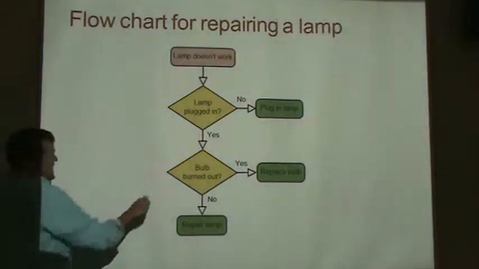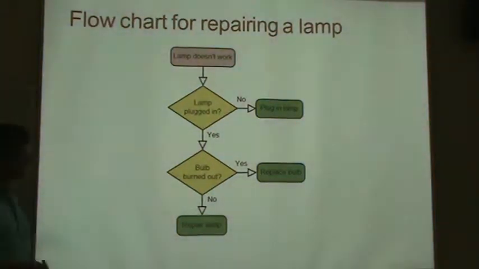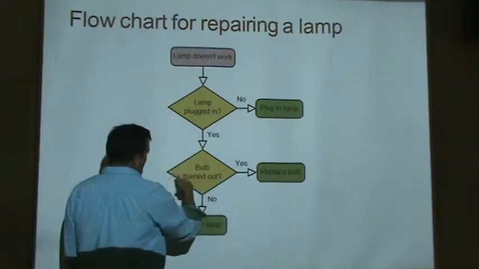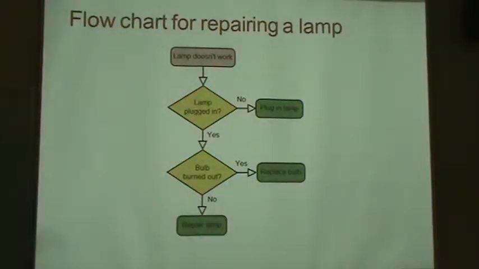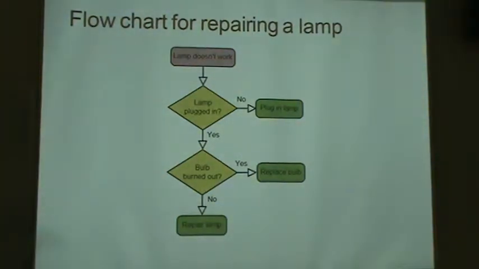If the lamp is plugged in, then to us, because we understand lamps and how to figure out what's wrong with the lamp, we then go to the next question. Is the bulb burnt out? And if the bulb is burnt out, then we would replace the bulb. And then otherwise, if the bulb is not burnt out, then it's plugged in and the lamp is working fine, then our next task is to repair the lamp. So this is just a simple idea of the flow of how you would diagnose what's wrong with a lamp.